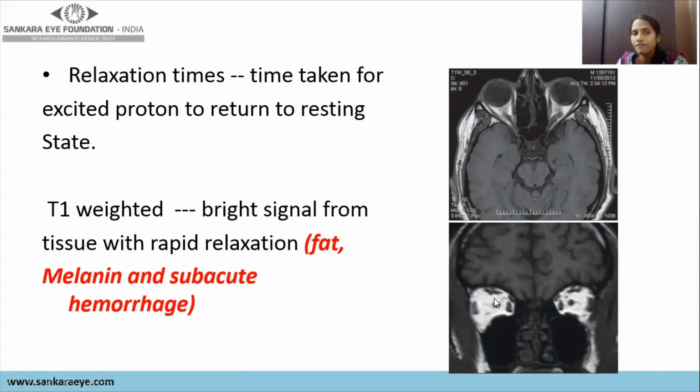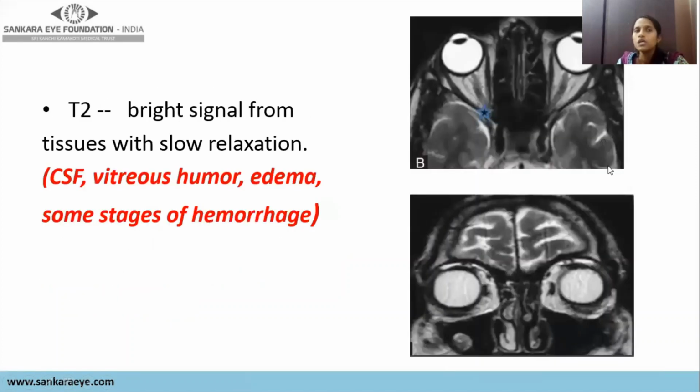So in a T1 weighted image, the fat appears brighter or hyperintense, whereas the fluid components like the vitreous, aqueous, CSF, and other edema and some forms of hemorrhage will appear gray or dark. So again, in T1 weighted images, fat appears bright and the fluid components CSF, vitreous, aqueous will appear dark. Whereas in T2, the CSF, vitreous and hemorrhage, edema will appear bright, whereas fat will appear gray.